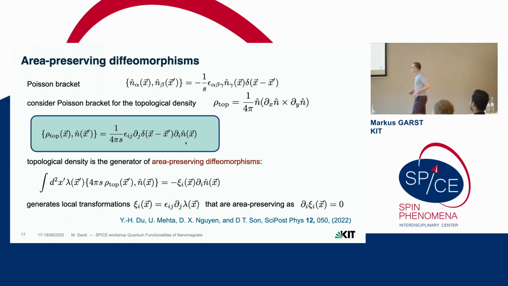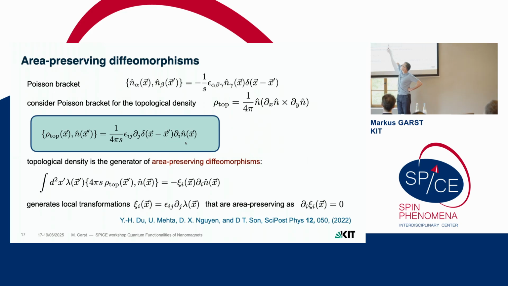So let's look at the Poisson bracket of topological density. This is just a factor which I added here for convenience. So this is just topological density at position x prime with the field at x. And now I multiply it with an arbitrary function of x prime, and integrate over x prime. And then I use that Poisson bracket, and because of this delta function, I get rid of this integral, and what I'm left with is just this expression, where psi is a local transformation.